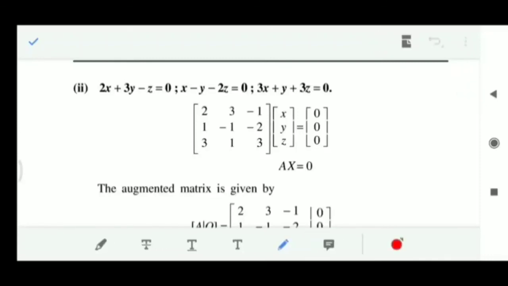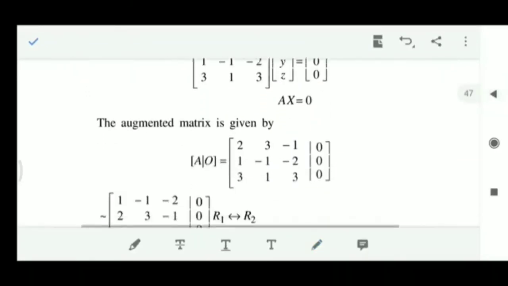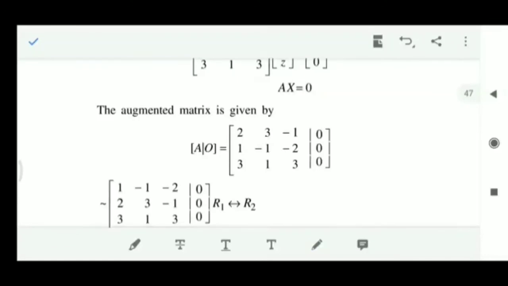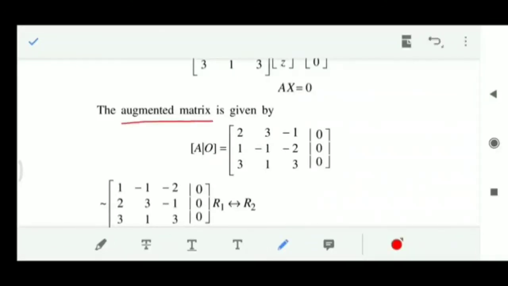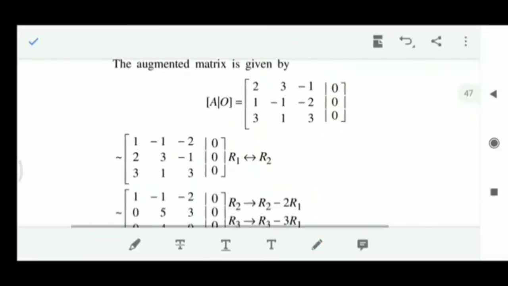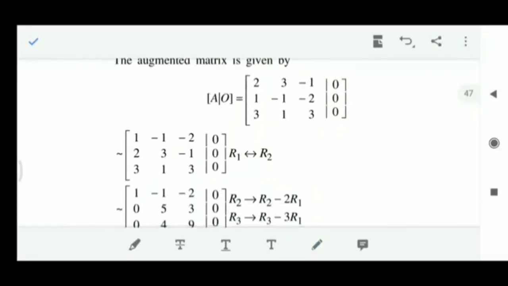First, you have to write the given system of equations as AX equal to 0. That is, matrix A is the coefficient of the variables, and x, y, z. Then the right side is 0, 0, 0. Then we have to use the augmented matrix A and 0, that is 2, 3, minus 1, 1, minus 1, minus 2, 3, 1, 3, 0, 0, 0. Now we have to bring this to the echelon form.